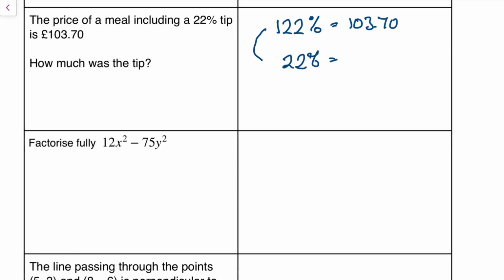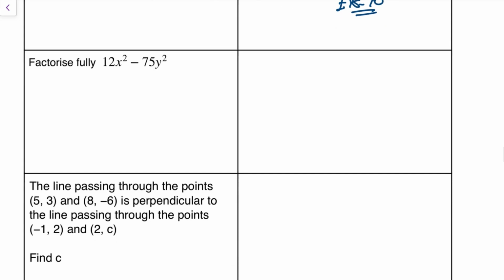So in order to get from here to here, I multiply by the thing I need divided by the thing I start with. So let's do the same thing here. So multiply this by 22 over 122, and that gives me £18.70. Good question. Next one.